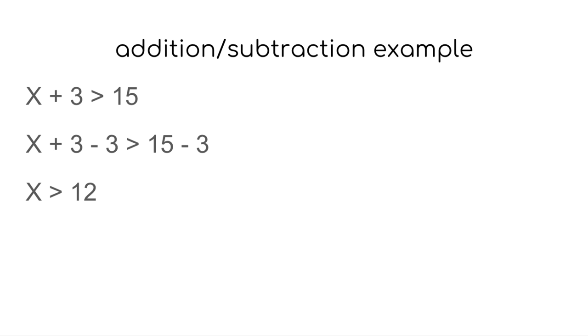An example of an addition and subtraction inequality is x plus 3 is greater than 15. To solve this, we will subtract 3 from both sides. The two 3's on the left side will cancel out, and so you are left with x is greater than 12, which is your solution.